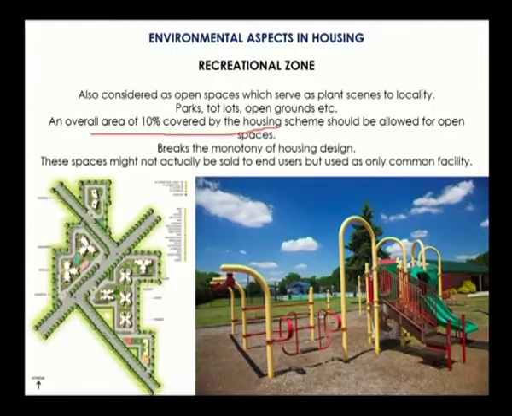So, when we build more and more buildings, what happens to our open space will be a major question mark. An overall area of 10% covered by housing schemes should be allowed for open spaces. If this is not allowed, the entire community will not be provided with a proper open space. If you look at these development examples, you could see ample open space.